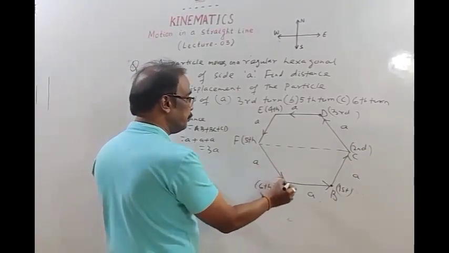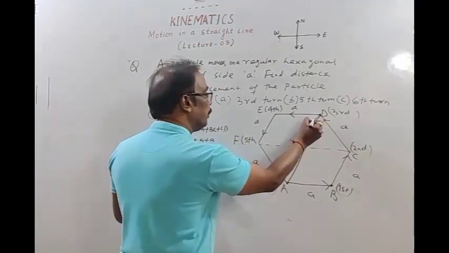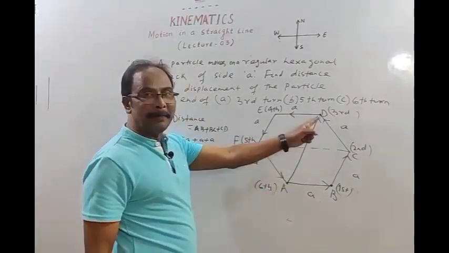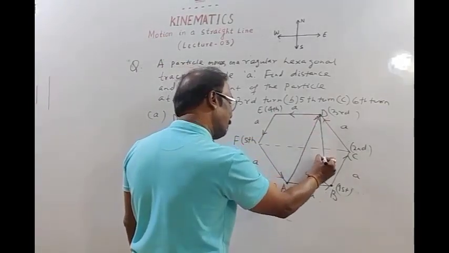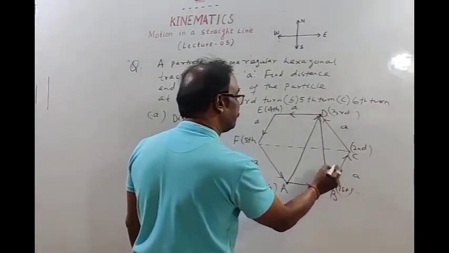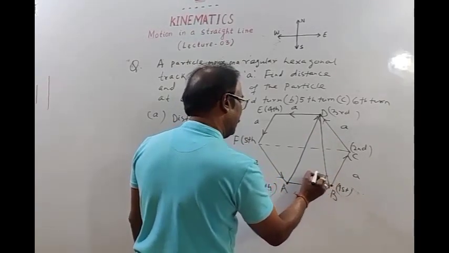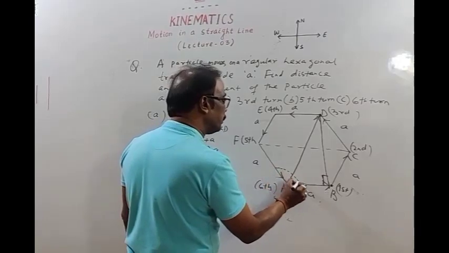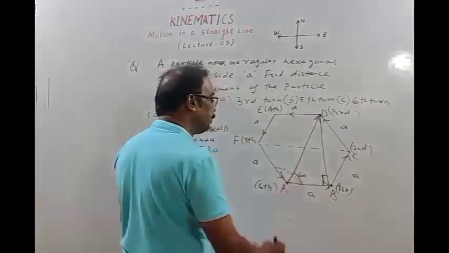Then displacement. A is the initial point, D is the final point. So displacement is directed from initial to final position. To get it easily, just draw a perpendicular. This angle is 90 degrees. In a regular hexagon, the total angle is 120 degrees, and this angle is 60 degrees.